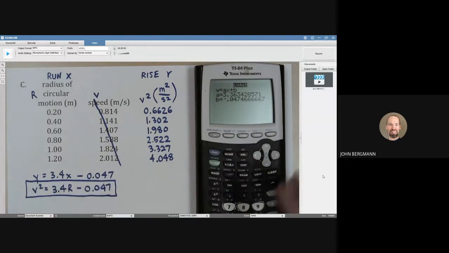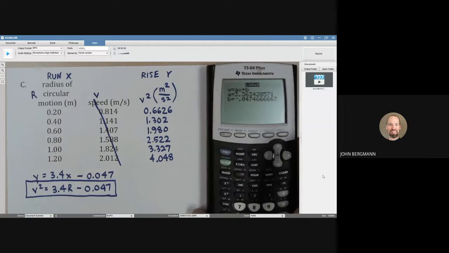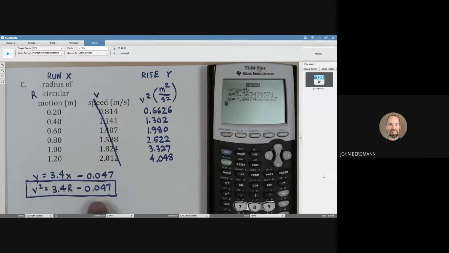Now, very often, this y-intercept will be a very small number, and that is the case here. So quite often, it's going to be perfectly okay to report our answer merely as v squared is equal to 3.4 times R.